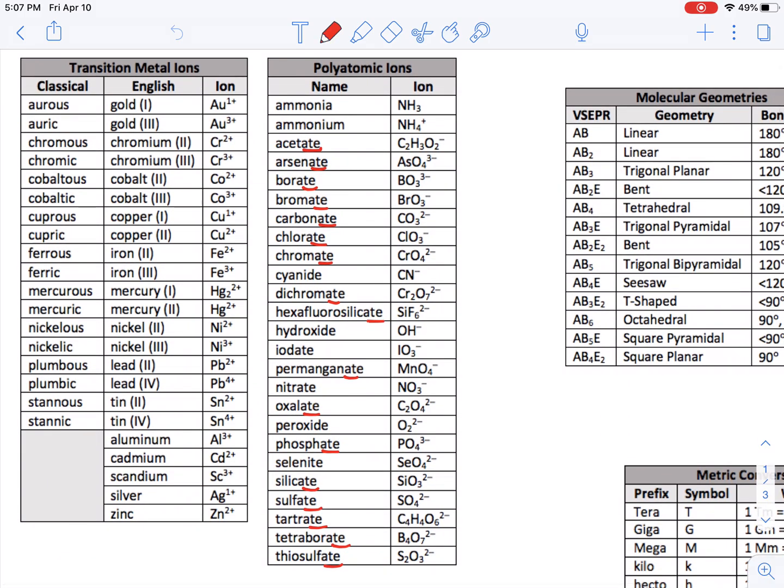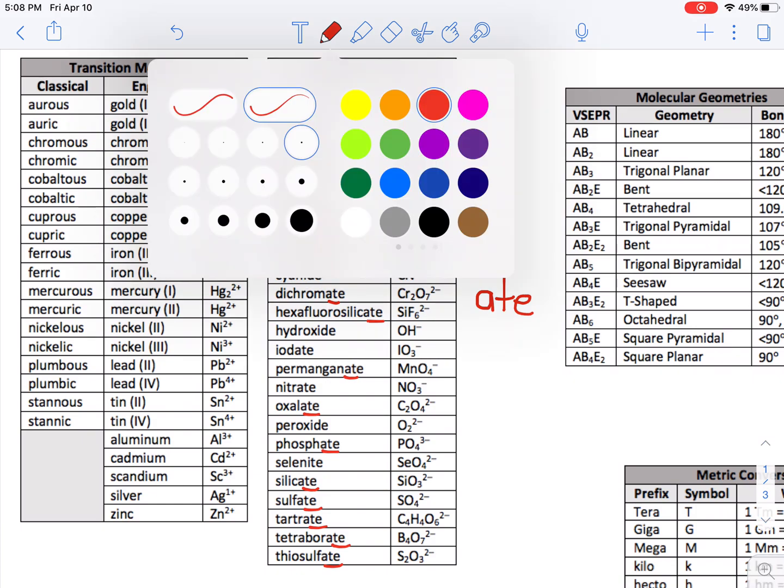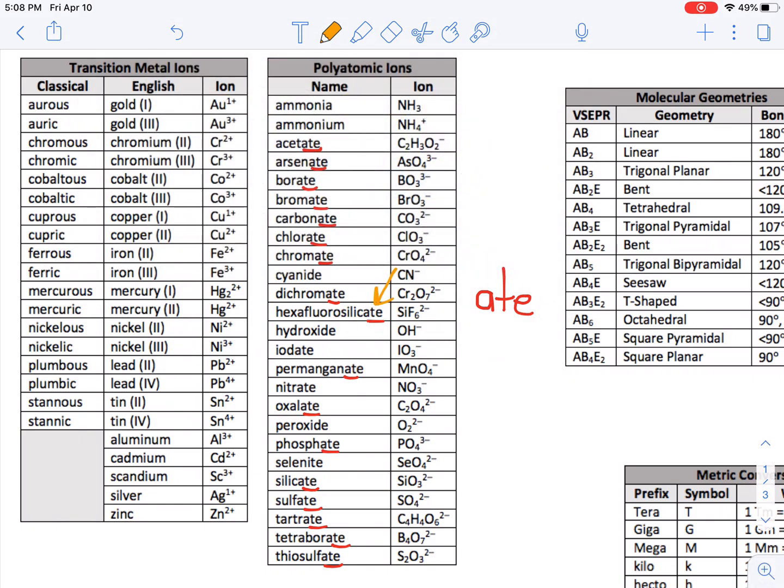And if you're really observant, you'll notice that everything I've underlined in red ends with ATE, and most of them do. So it turns out that most of these end with ATE, and almost all the ones that end with ATE, you'll notice the ion itself ends with the element oxygen. So that is important, the fact that all of those have an oxygen. Now there's an exception to this. It is right here, hexafluorosilicate.